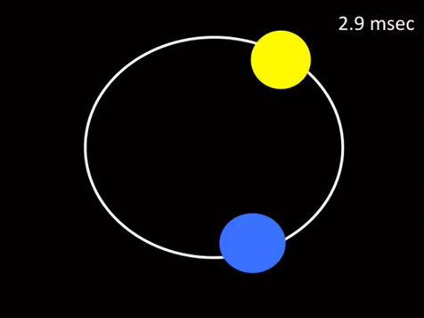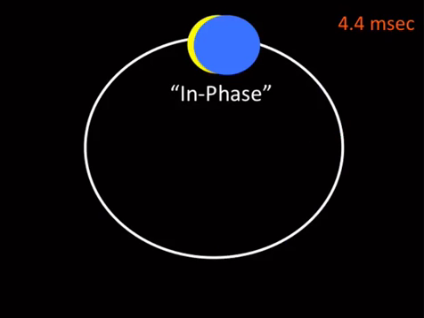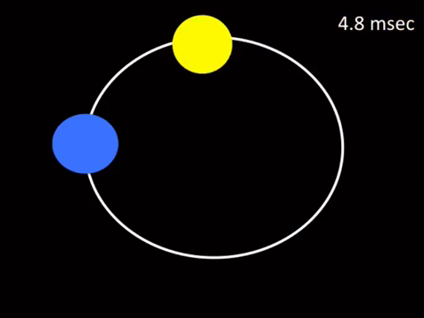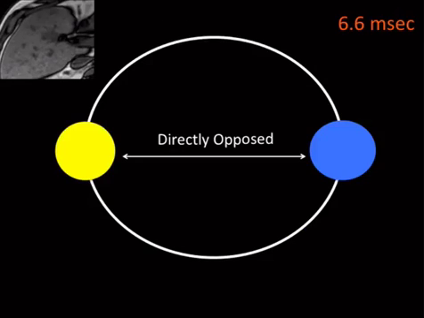And then they're going to continue moving, and at a certain time interval, which is 4.4 milliseconds on a 1.5 Tesla magnet, they're going to be in phase, and that artifact is not going to be present anymore. And then we're going to go around again here, and they will be out of phase again. India ink shows back up, and this continues forever. Every 2.2 milliseconds, they'll be in phase and then out of phase, and it just has to do with their relationship to each other there.